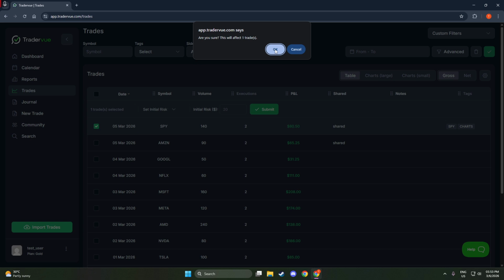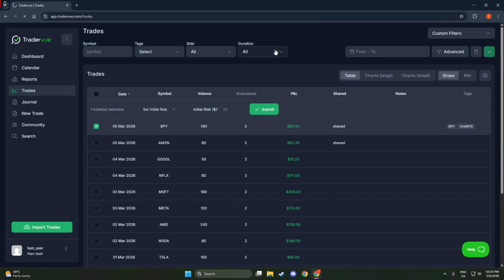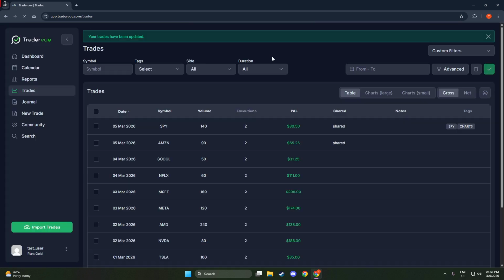From this point, every result will be expressed relative to that unit. So, a $60 profit on a trade where you risked $20 is plus 3R. A $10 loss on the same trade is 0.5R. The idea is to normalize outcomes so you're not swayed by larger or smaller position sizes.